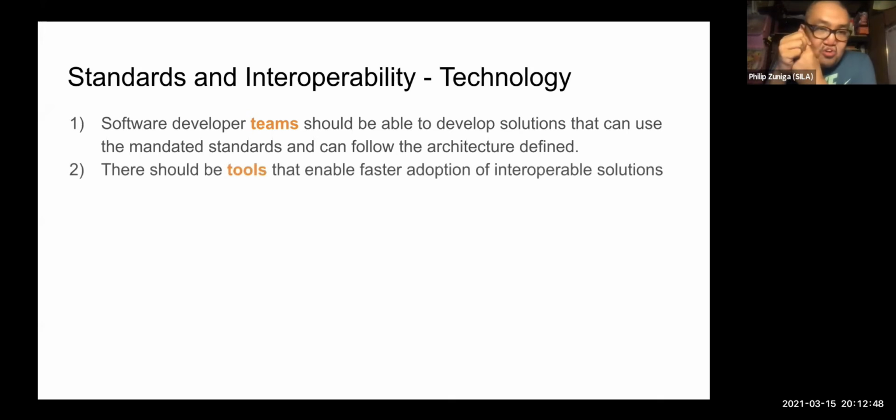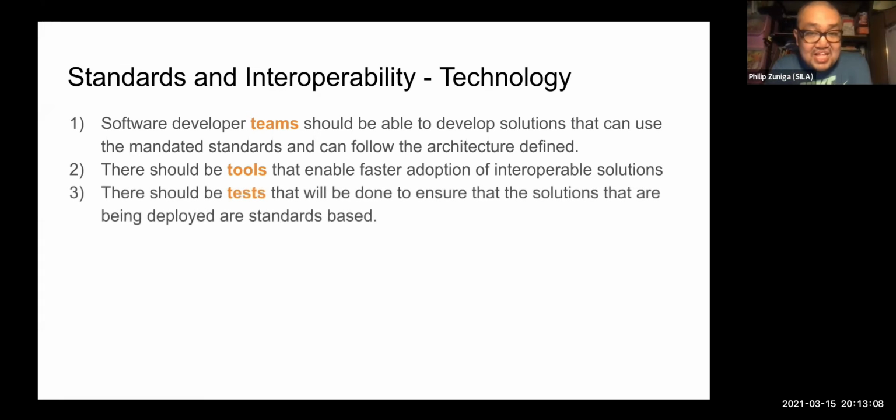Number two, there should be tools that enable faster adoption of interoperable solutions. It is very hard for us to implement interoperable solutions. There must be support, there must be tools that we can use so that we can have faster adoption. Number three is that there should be testing that will be done to ensure that solutions that are being deployed are standards-based. So we should do conformance testing, interoperability testing. So those things are important for us to attain interoperability.